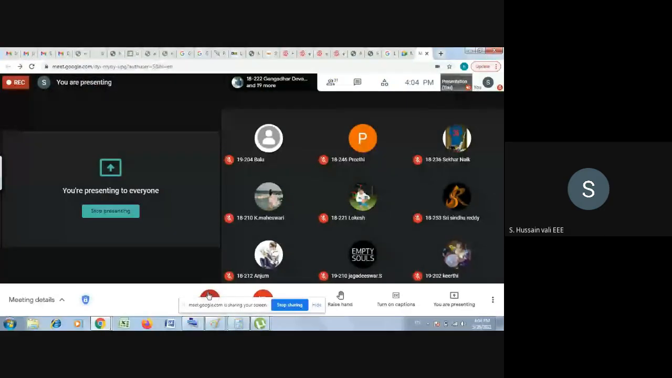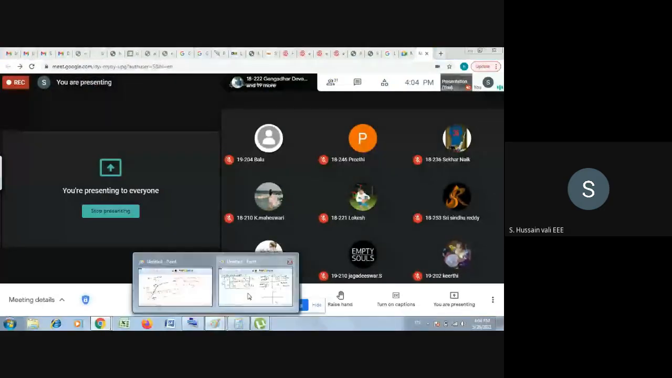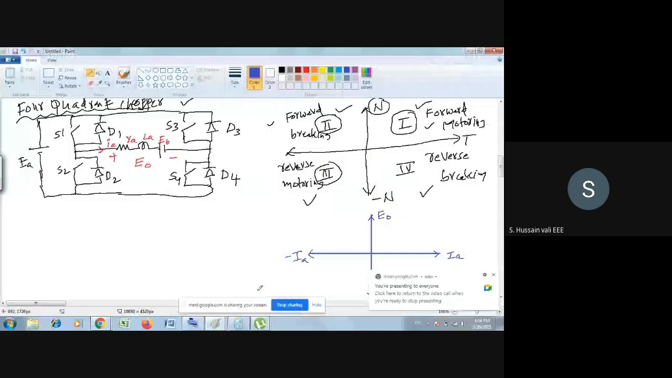Now you see the first quadrant. The common thing between this picture and this picture is that here the y-axis is speed and the x-axis is torque; here the y-axis is E naught and the x-axis is current. The common thing is power. Multiplying the x-axis and y-axis, speed with torque, what will you get? You will get power. Here also, multiplying the x-axis with the y-axis, you get power only. So power is the common thing in both these pictures.